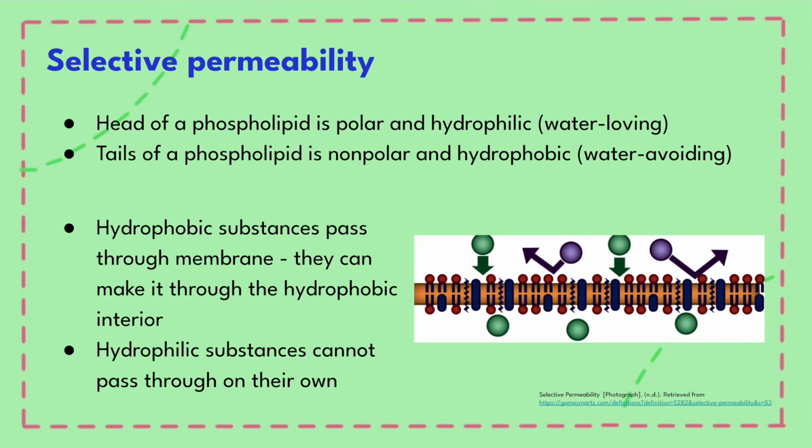Therefore, substances that are hydrophobic can go through the membrane because they can make it through the hydrophobic middle. Hydrophilic substances that attract water cannot pass through the membrane easily because the interior of the membrane doesn't like water. One function of the protein molecules in the fluid mosaic model is to help hydrophilic substances get through the cell membrane and into the cell.